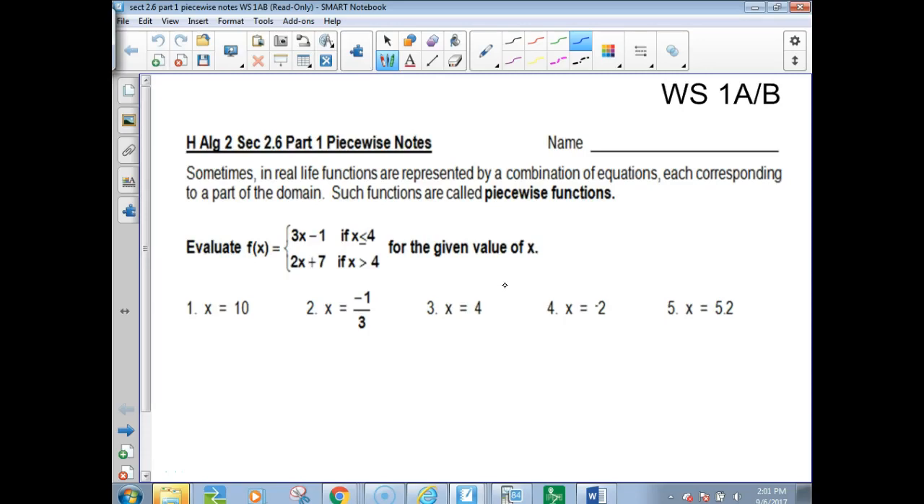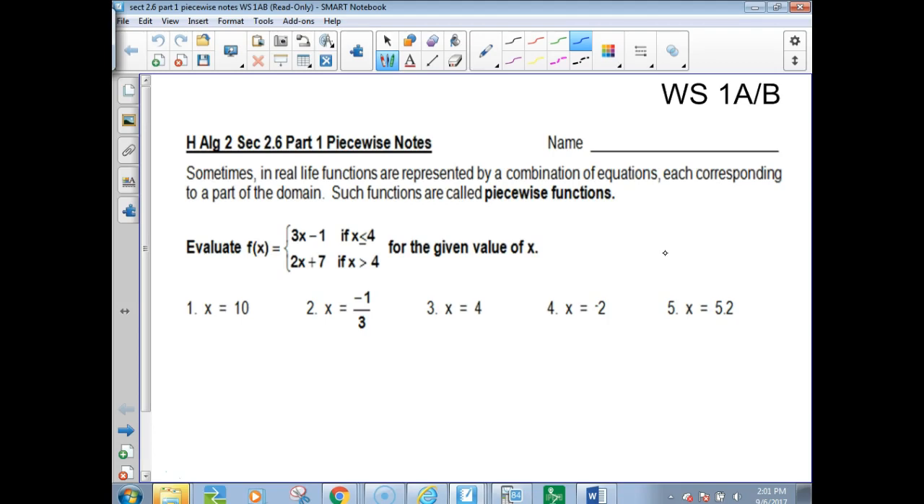Okay, we're going to talk about piecewise functions today. Sometimes in real life, functions are represented by a combination of equations, each corresponding to a certain part of the domain. Such functions are called piecewise functions.